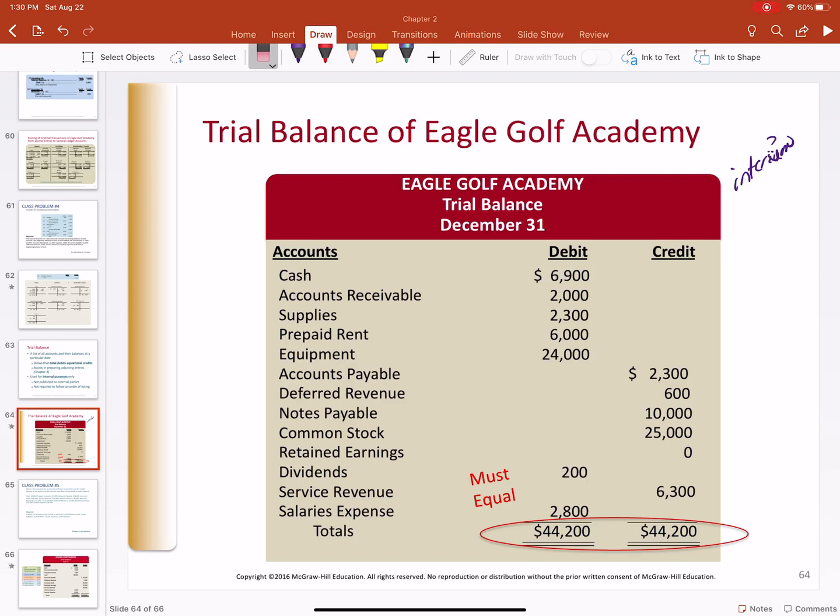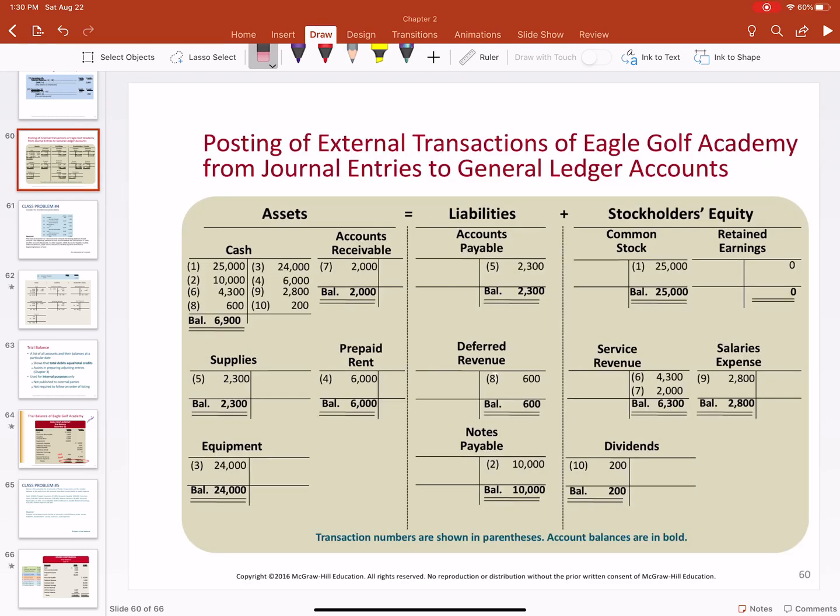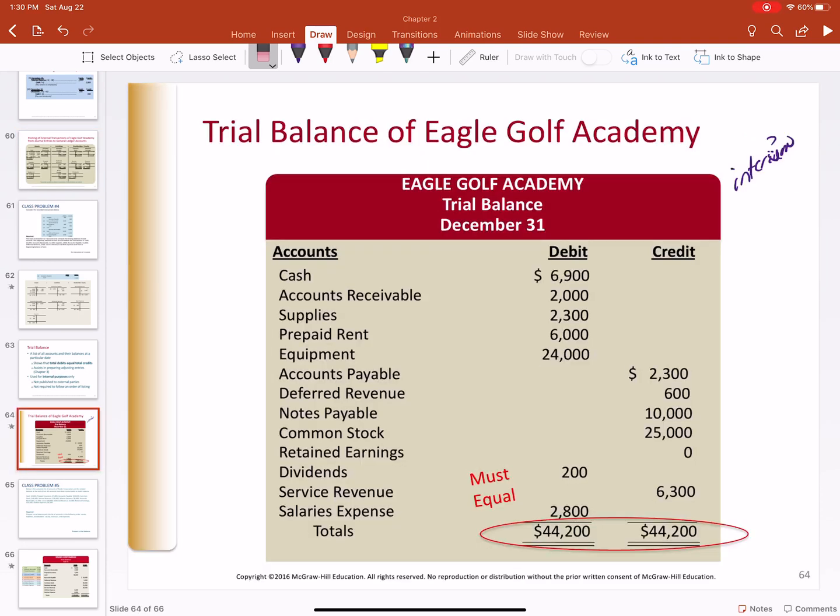If that balance from the T accounts, right, because remember we had things that looked like this in the T accounts. See, I've got that balance of $6,900 right there. I'm going to put the balance of $6,900 on this trial balance, and I'm going to do that for every account. If I've done my job right, you'll see that they equal.